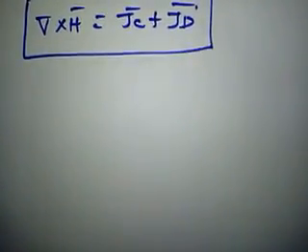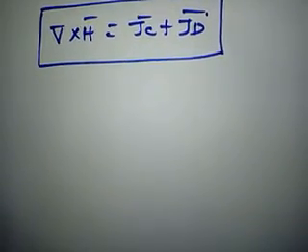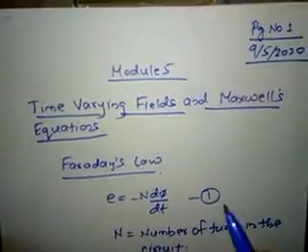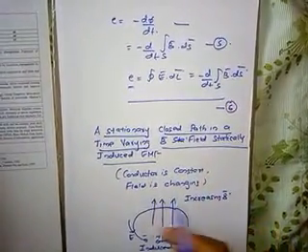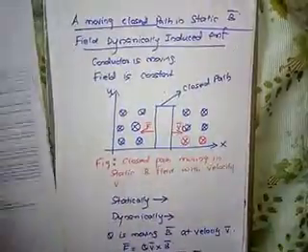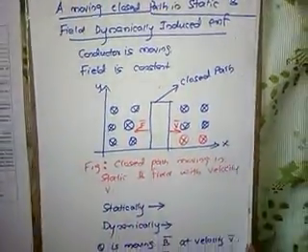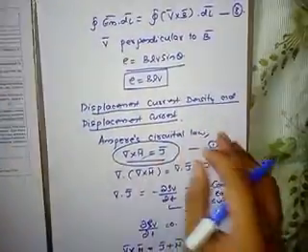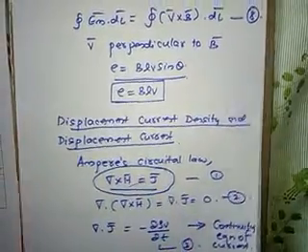So students, in today's class we have gone through various topics. We started with time varying fields, that is module 5, Maxwell's equations, Faraday's law, then Lenz's law. Then we took up a stationary closed path in a time varying B bar field, statically induced EMF, where the conductor is constant and the field is changing. We derived the equation. Then the conductor is moving and the field is constant, a moving closed path in static B bar field, dynamically induced EMF; again we derived the equation. Then for displacement current density and displacement current, we derived the equations starting from Ampere's circuital law.